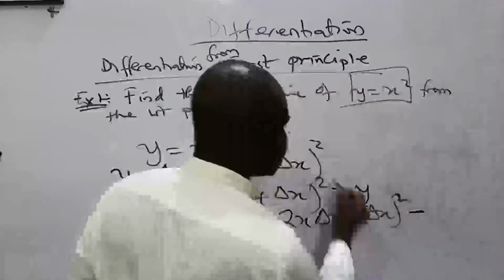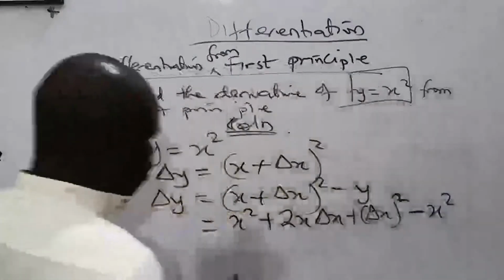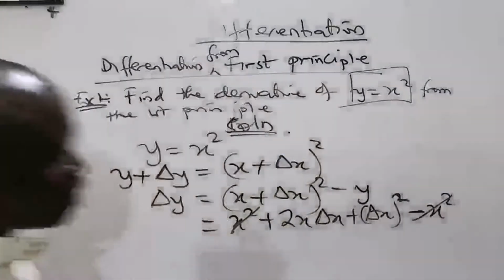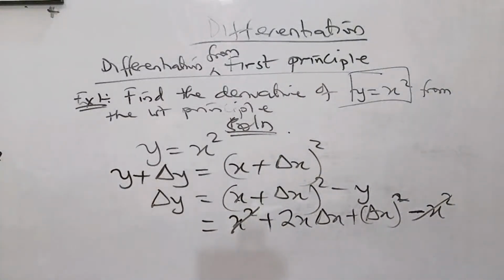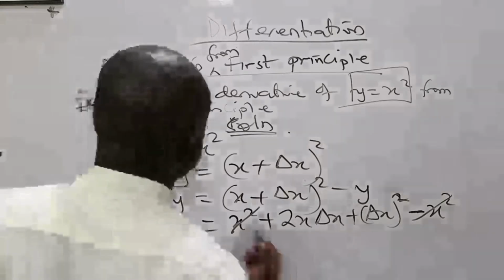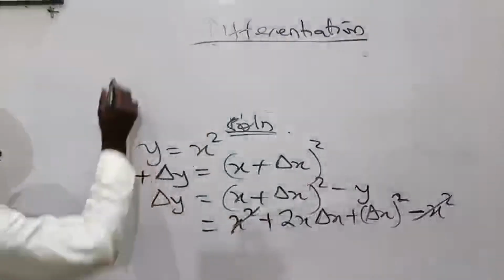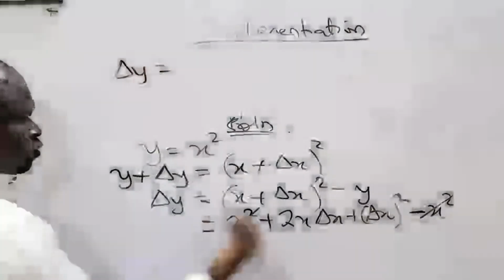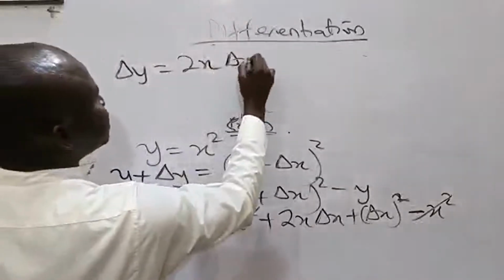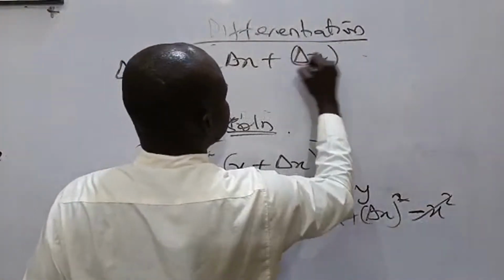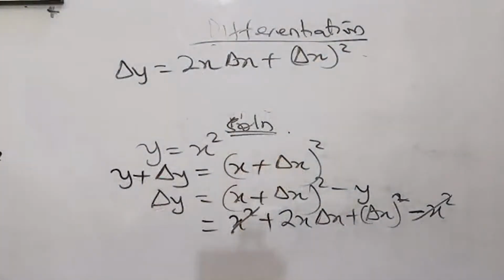Minus y. What is y? Y is s squared, minus s squared. Of course, s squared can take care of s squared here. Then let me just continue from here. That delta y is equal to, what we have left is 2x delta x plus delta x all squared, because s squared has taken care of that minus s squared. So we are good to go.